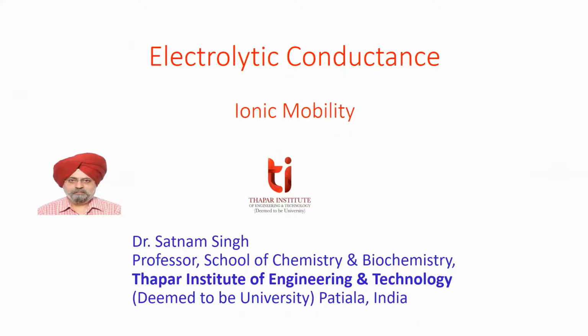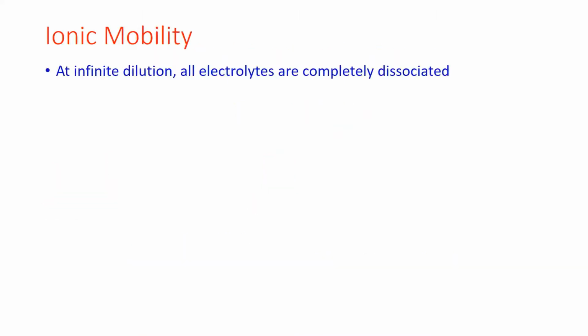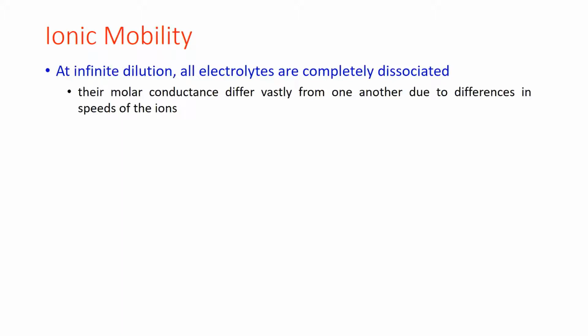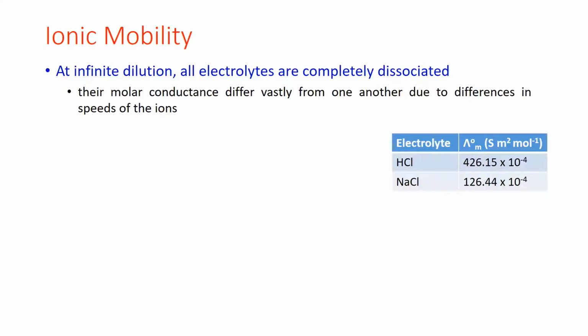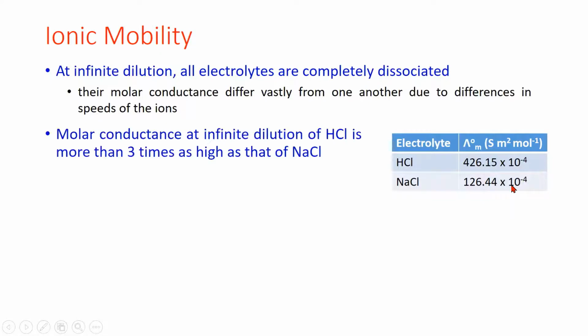In this session, we will discuss ionic mobility. At infinite dilution, all electrolytes are completely dissociated. Their molar conductance differ vastly from one another due to differences in speeds of ions. Molar conductance at infinite dilution for HCl and sodium chloride is.